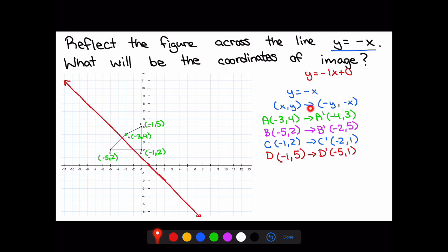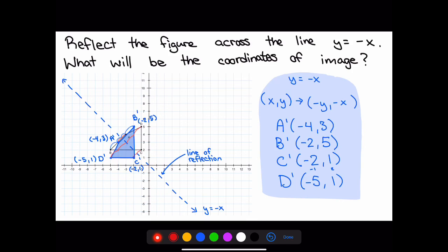Now again, if you know your rules, you can just plug them into this rule, and you can just go right ahead and solve. If you don't know the rule, then of course you'd have to probably count. So, to see that, I can see that I am half a block away, diagonally, from our line of reflection, so our image will be half a block away as well, so A prime is right here. B is 1.5 away, so B prime is 1.5 away.